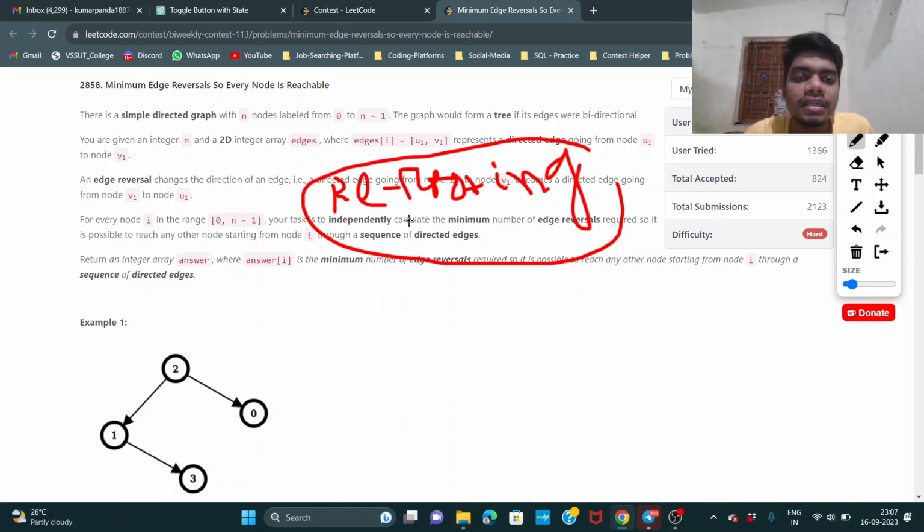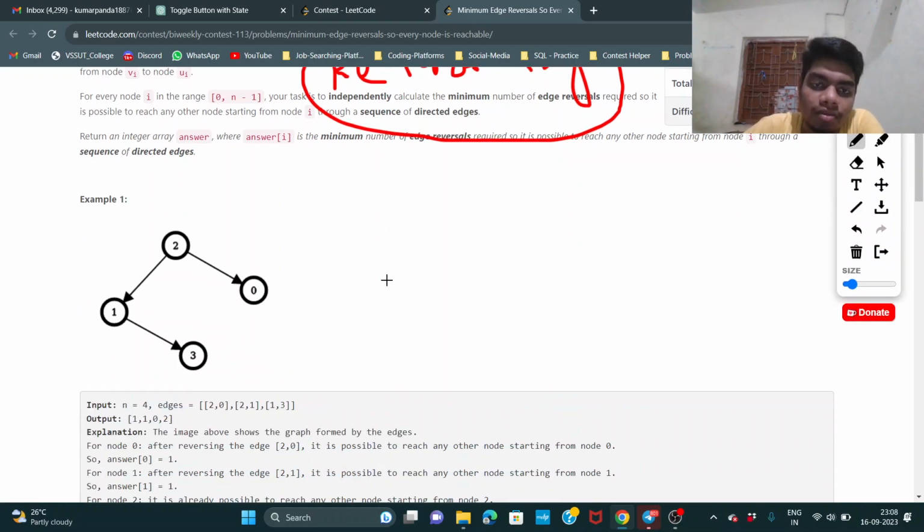Rerouting of tree basically means that at first we try to find the answer for one node, any node. Then, using the answer of that node, we try to find the answer of other nodes. Let's suppose you find the answer for the parent, and using that parent node answer, you try to find the answer for the children. That's the concept of rerouting.